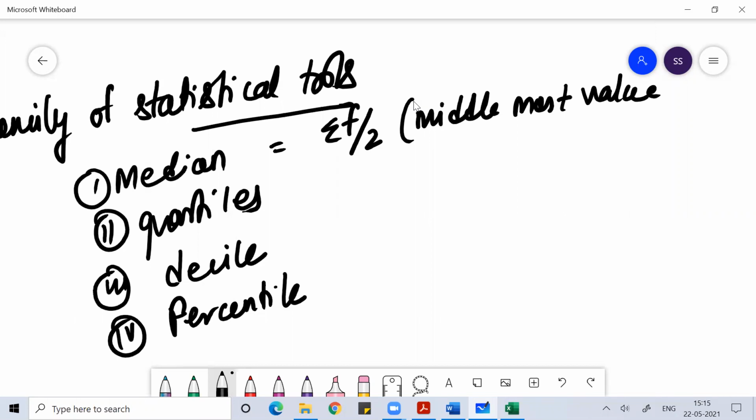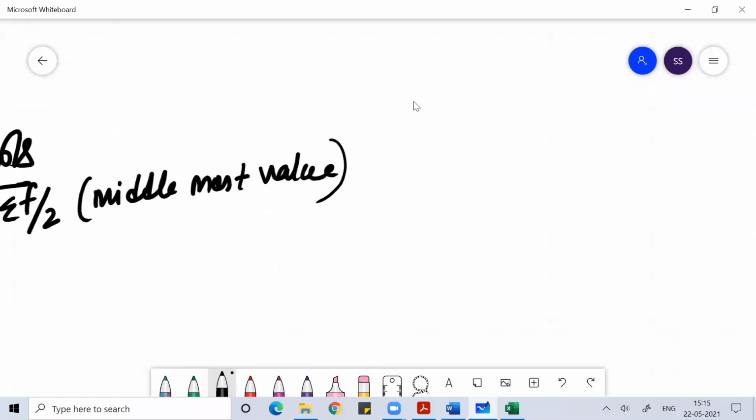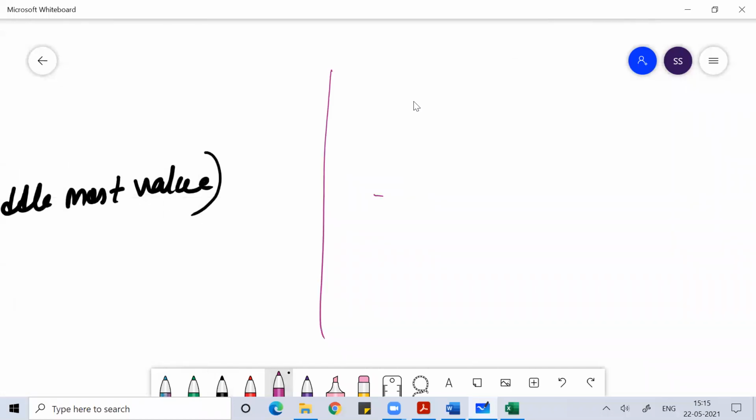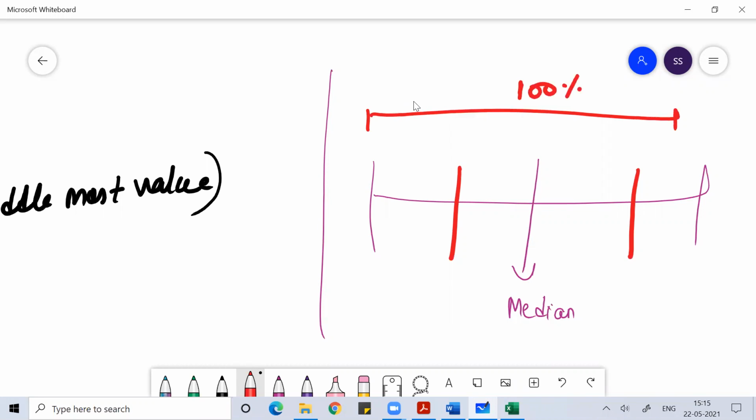Whatever total frequency you had, you divided it into two parts. Whatever your total data is, you divided it into two parts. The middle most value we call the median. Now the same data, I can divide further. If this is 100% of the data, I can take 25% of the data, then 50%, then 75%. If you divide by 2, the middle most value is the median.